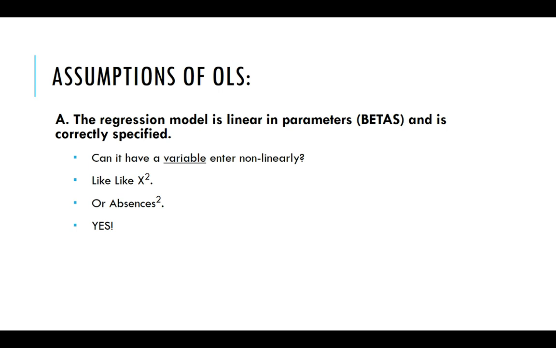in coefficients, not in variables. But we can't have 1 over beta, or beta squared. We can't have nonlinear coefficients. You see the difference? We can have nonlinear variables, but not nonlinear coefficients. So our coefficients must be linear. All right, that's the first part of A. The model is linear in parameters. Our coefficients are alphas and betas.